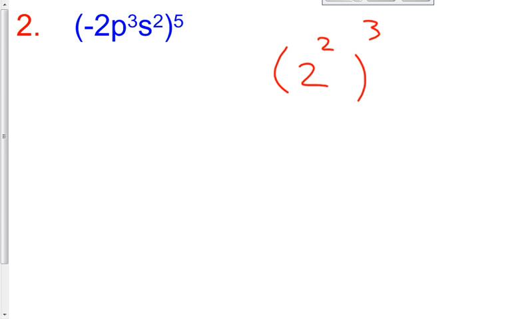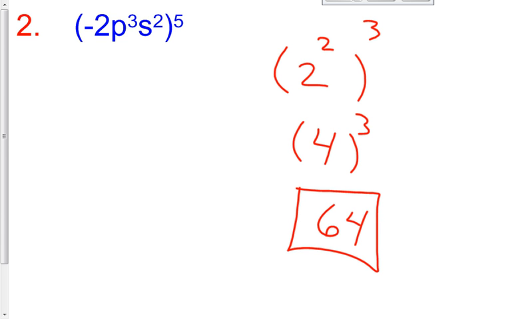So 2 squared is 4, and then 4 cubed. You can do that in your calculator, or if you can, do that in your head. 4 times 4 times 4. 4 times 4 is 16, and 16 times 4 is 64. So when we have 2 squared raised to the 3rd power, we get the number 64.